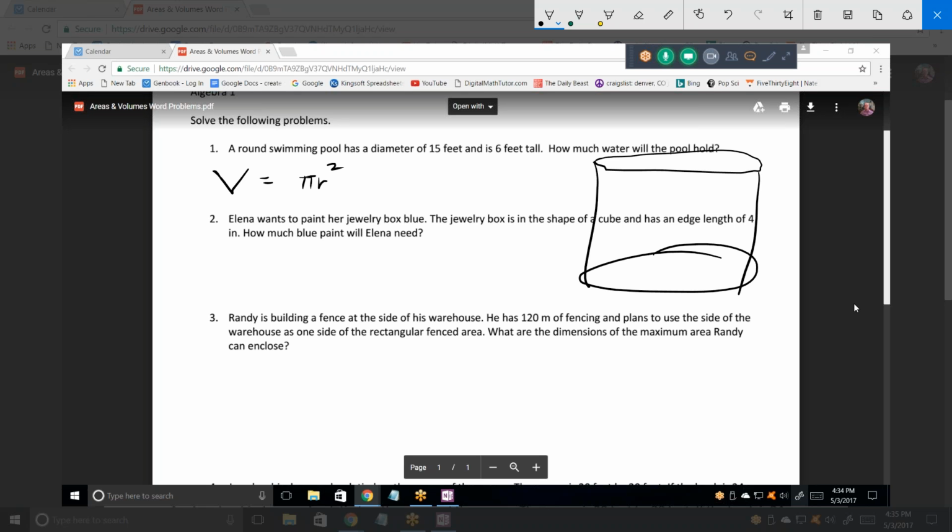Pi r squared times height. In other words, pi r squared is the area of the base. Yeah. So the only other measurement to multiply it by is the height. So that's the formula for the volume of a cylinder. So just plug everything in. What do we got? Pi times 7.5 squared times 6. Come up with a number on that and give your answer in terms of pi.